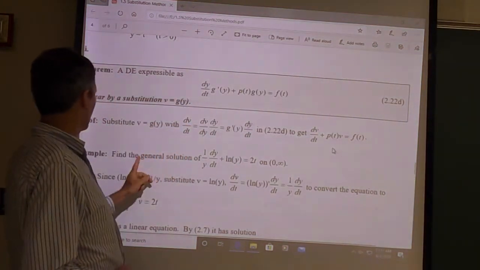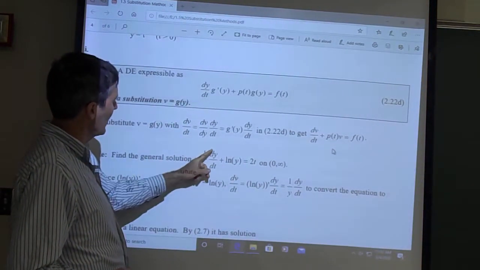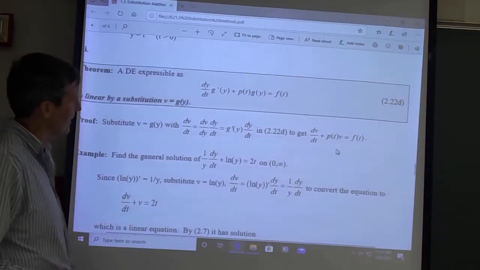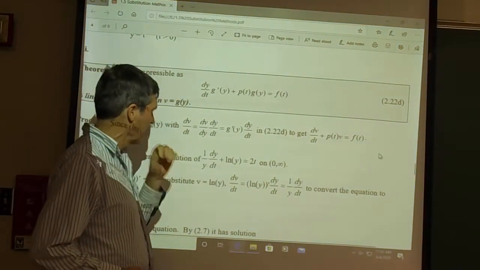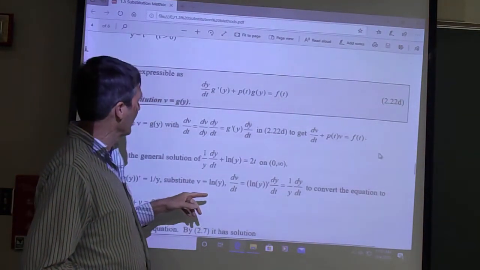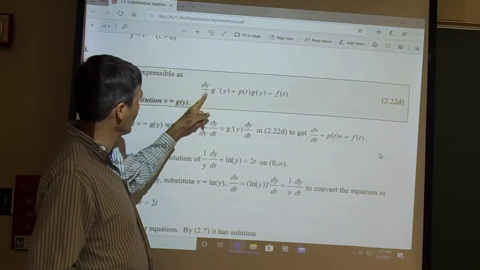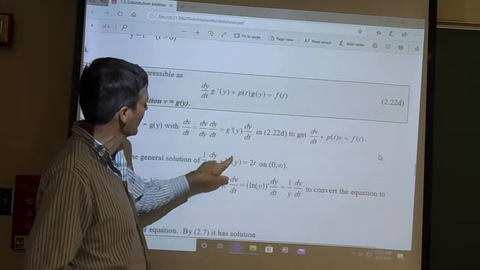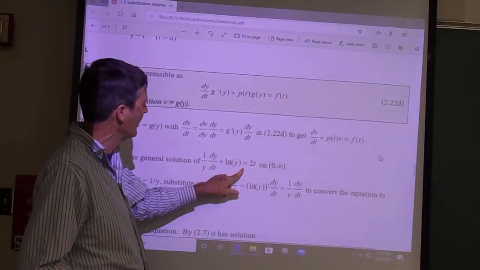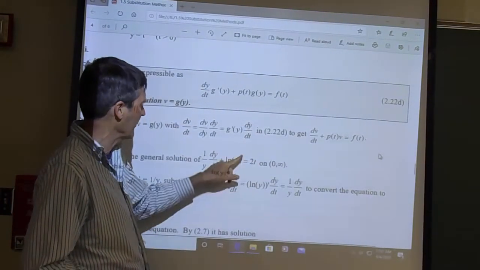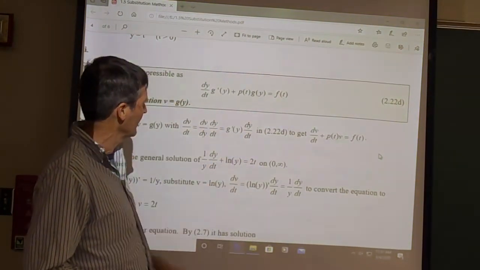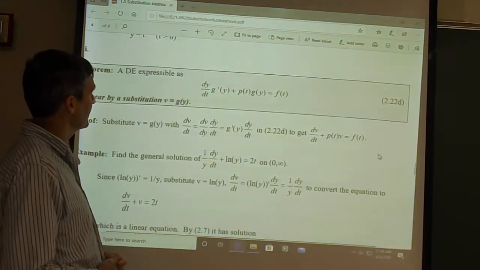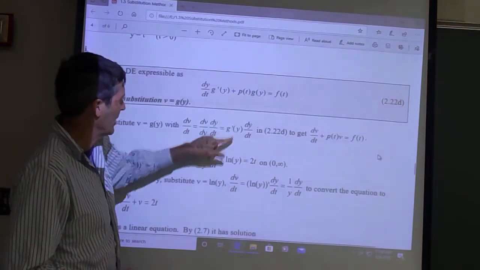So let's try this one. Suppose I want to solve 1 over y dy/dt plus ln y equals 2t. What a hard one. All our other methods fail. But we notice that this is of this form, right? dy/dt times g prime of y, where g of y is ln of y, all times a function of t alone, 1, equals f of t, 2t. So if you think of p of t as 1, then this is of this form, so I just want to substitute v equals whatever function of y is here.